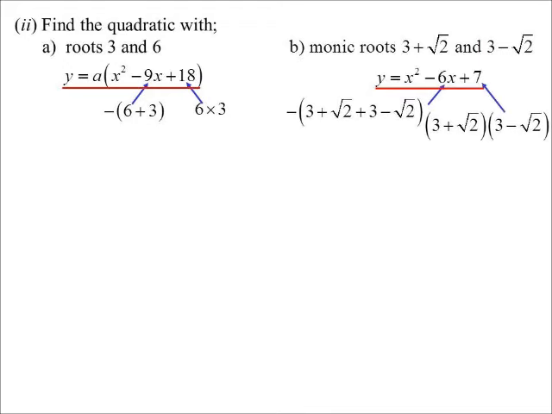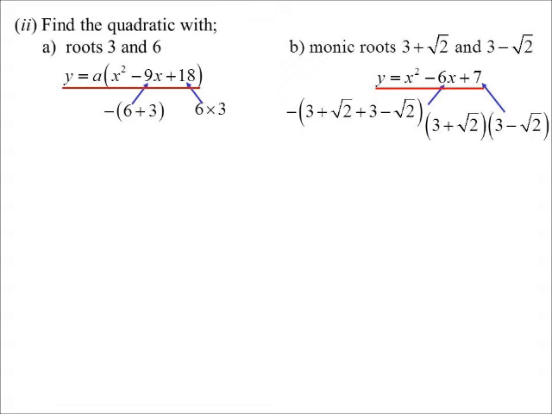There it is. Bang. Multiply them together. Difference of 2 squares. You've got a plus b, a minus b. So 9 minus 2 is 7. Add them together, because they're conjugates, the roots always cancel out. I've got 3 plus 3 is 6, so it's minus 6x. Got the equation straight away.